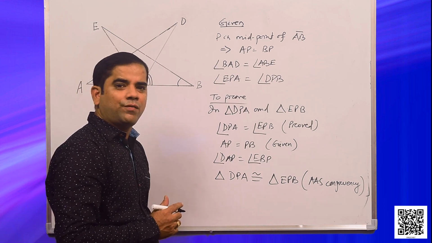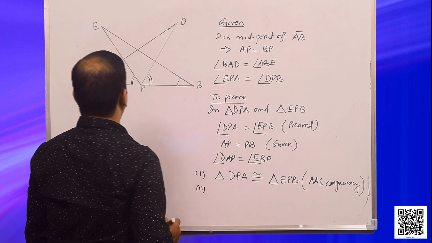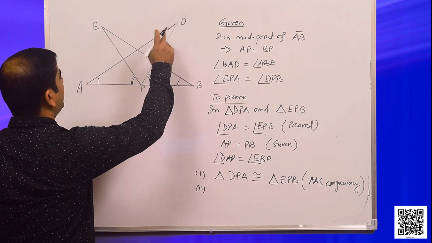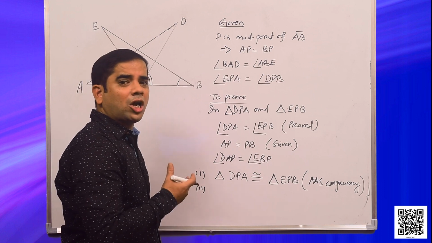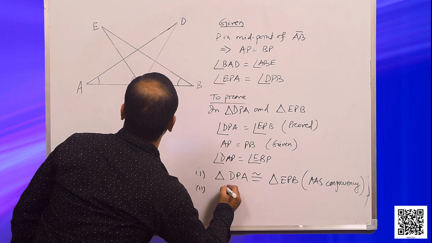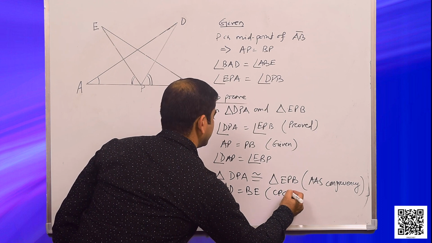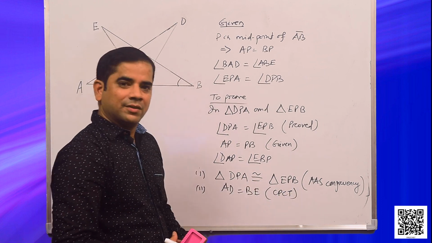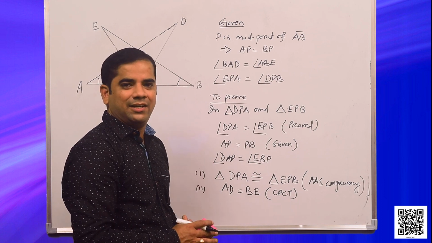Now, what else do we have to prove? AD is equal to BE. Exactly. We can clearly see that these are the corresponding sides of the congruent triangles. So, AD is equal to BE. Clear? Now, I hope you have understood this clearly. Okay? Let us discuss question number 8.